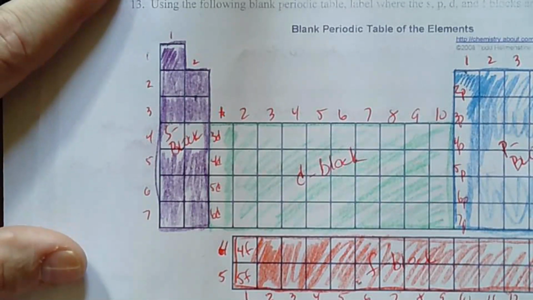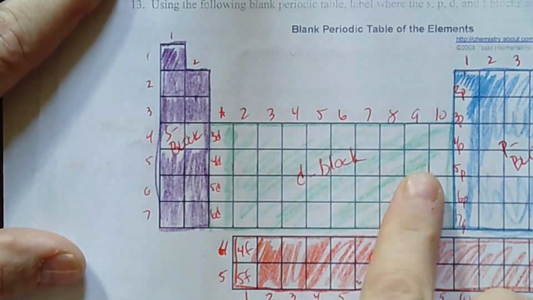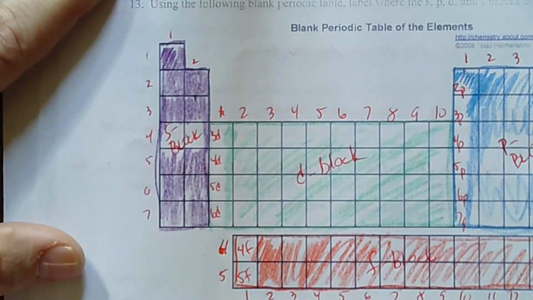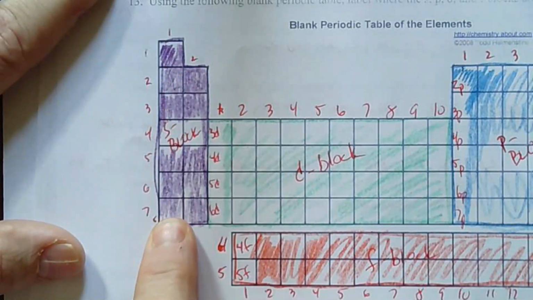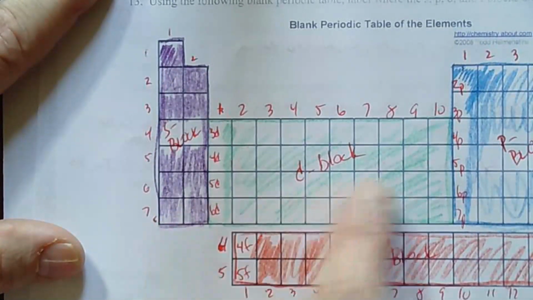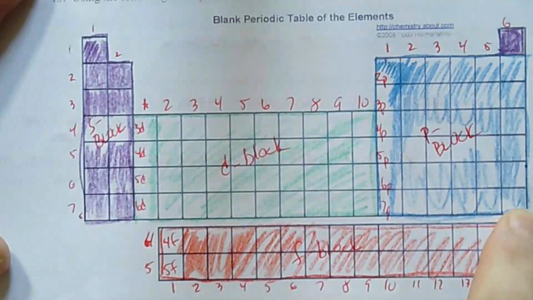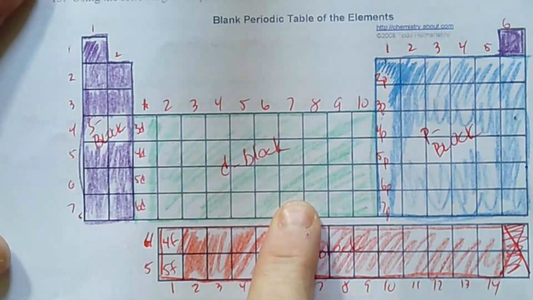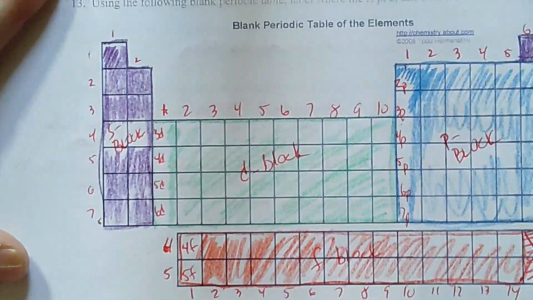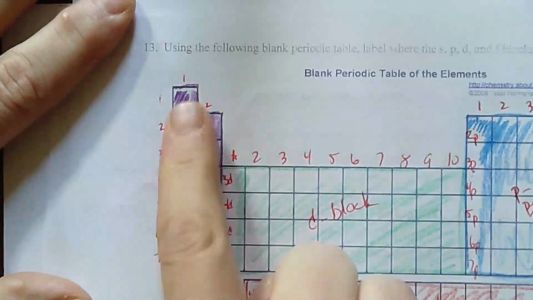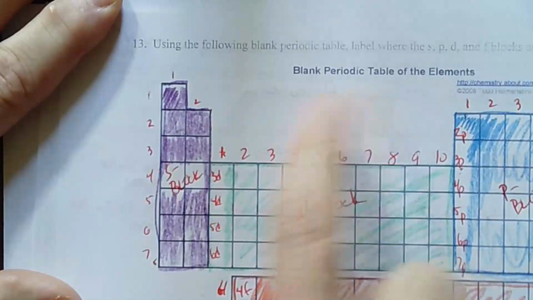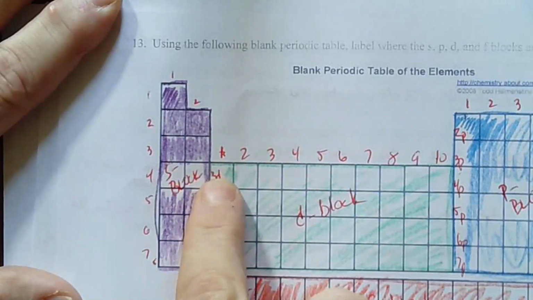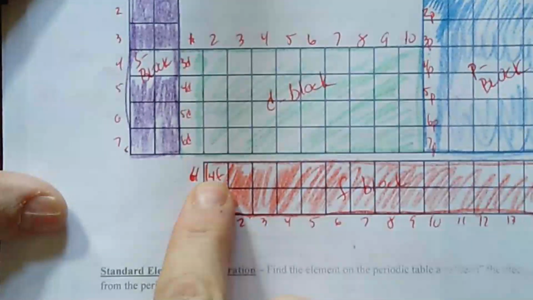If you know the layout of the periodic table, then you're good, because hopefully this makes sense to you. 2 electrons in the S block, 2 columns. 6 electrons in the P block, 6 columns. 10 in the D, and then 14 for the F. And then you just have to remember, again from page 9, the S first shows up in the first energy level, the P in the second, the D in the third, and the F in the fourth.